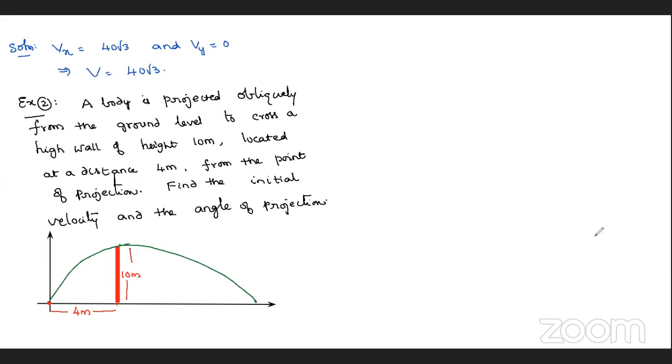Anisha, will you explain how you got tan inverse 5 by 2? You can unmute your voice and explain. So Vy by Vx. Where are Vy and Vx?